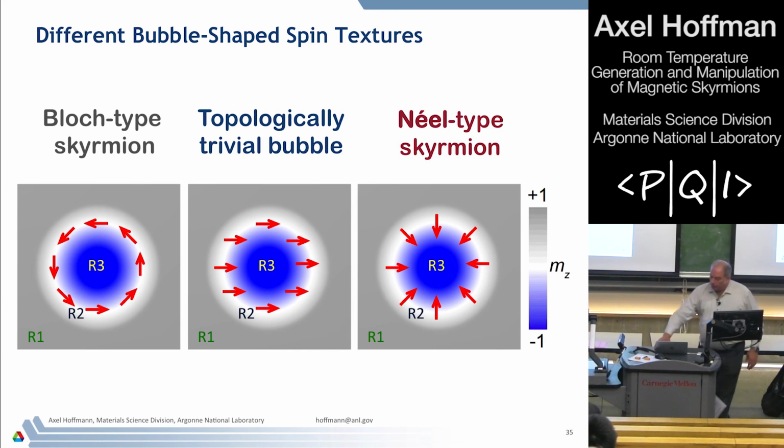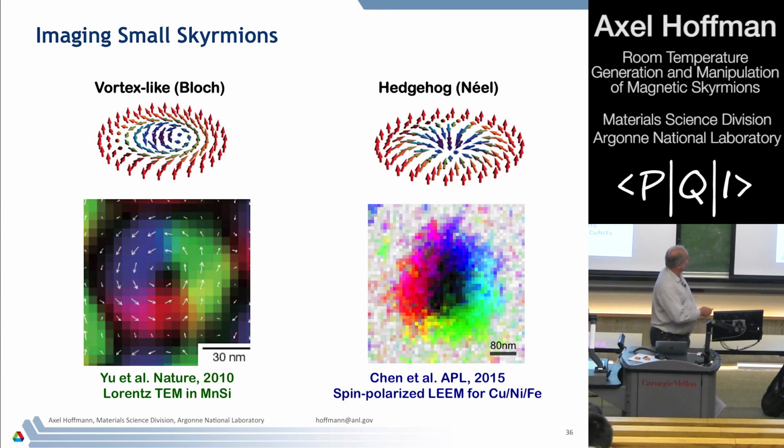So you can look at bulk materials with Lorentz TEM, where you get these Lorentz TEM images of skyrmions. But for these thin film structures, Lorentz TEM doesn't work, as I'll show you. You need other techniques, like spin polarized LEEM, for example, that tells you that you have a skyrmion texture. So what happens?